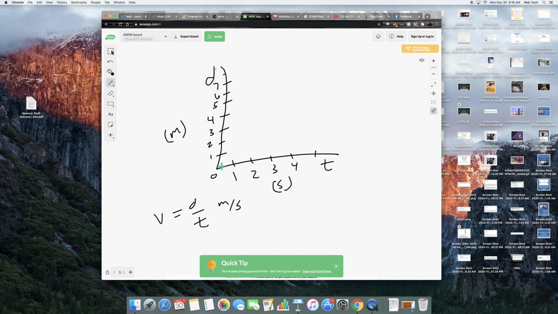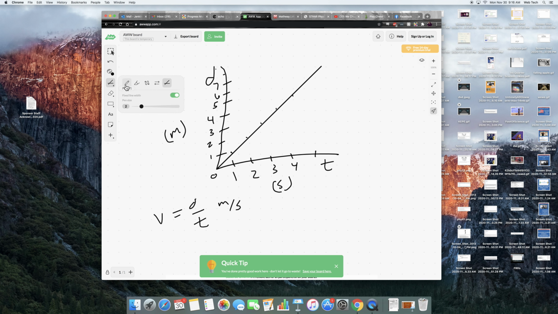So let's do 1 meter per second, right? After 1 second, you've gone 1 meter. After 2 seconds, you've gone another meter. After 3 seconds, another meter. After 4 seconds, and so on and so forth. And this will produce a graph for you, and that graph should look like this. It should be a straight line, right? A straight line. And the slope of this graph is going to tell you the velocity.